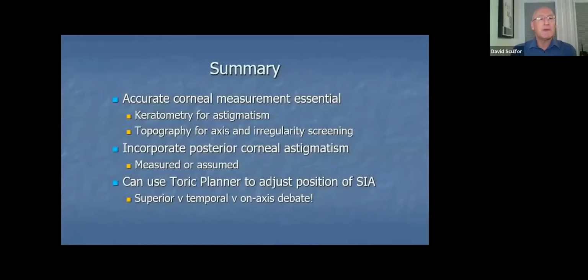So in summary, accurate corneal measurement is essential, but as I said earlier, it is really becoming one of the limiting factors, largely because of the tear film. Warren Hill uses keratometry for the amount of astigmatism, and topography for setting the axis of his calculation, but also for screening out irregular astigmatism.